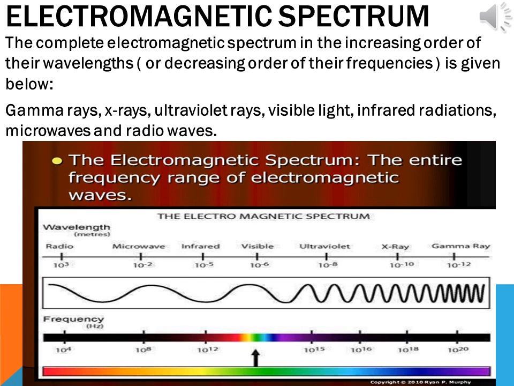These electromagnetic waves are of different wavelengths, but they have properties similar to the light waves. The speed, frequency, and wavelength of electromagnetic waves are related as speed is equal to frequency into wavelength.